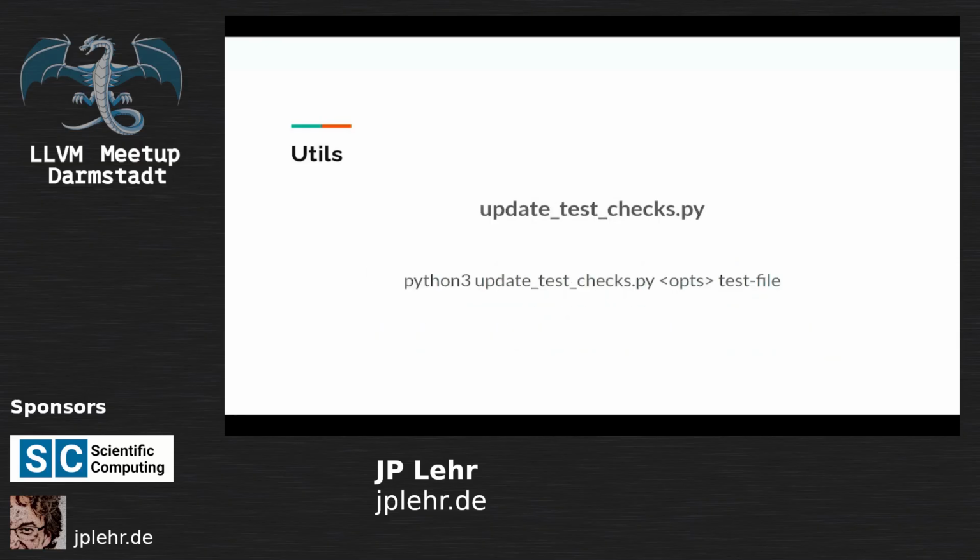Then there's this handy thing called update test checks.py, a Python script that will generate the typical lit check lines that you see in tests for you. So if you know your thing generates the right answer, you have your run lines in the test case, and you give it an option here, and we will see an example for that. Then it will just generate check lines for you and introduce them into the file.